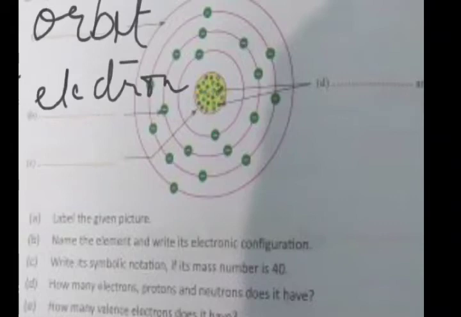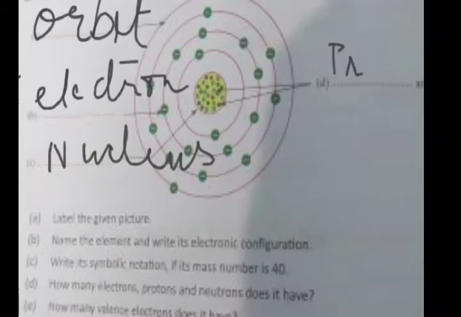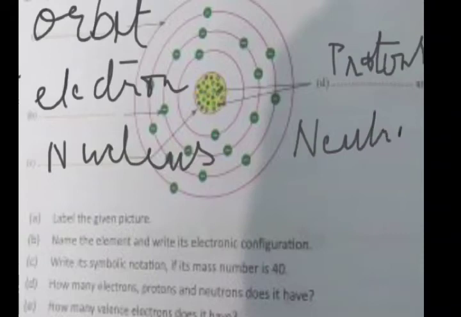Then C is the nucleus. I am just writing the spelling: nucleus. Then D, the ones with the positive sign are the protons, and the neutral ones with no sign are the neutrons. Protons and neutrons. Is it clear?